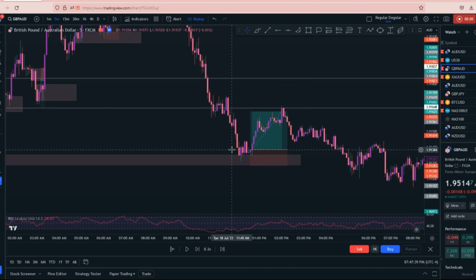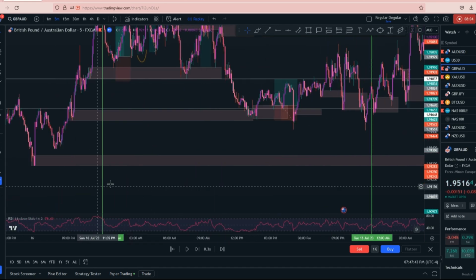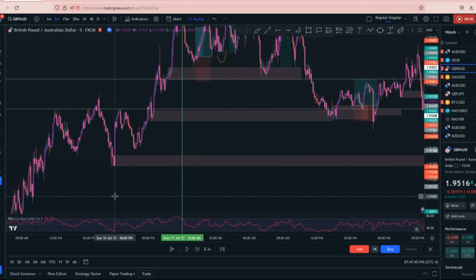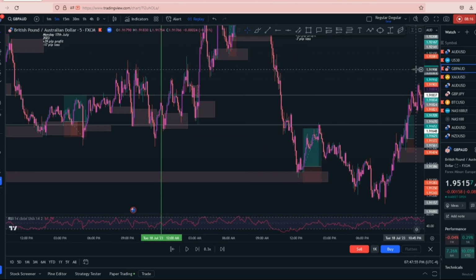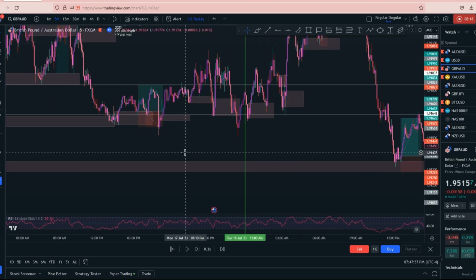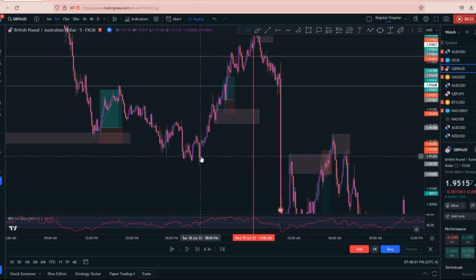Yeah, so that was based off of this demand zone right here, which was back on Sunday. Actually, it was like a 6 o'clock candle on Sunday. So it's good to go back as well and see if there are any areas that could have been missed previously.